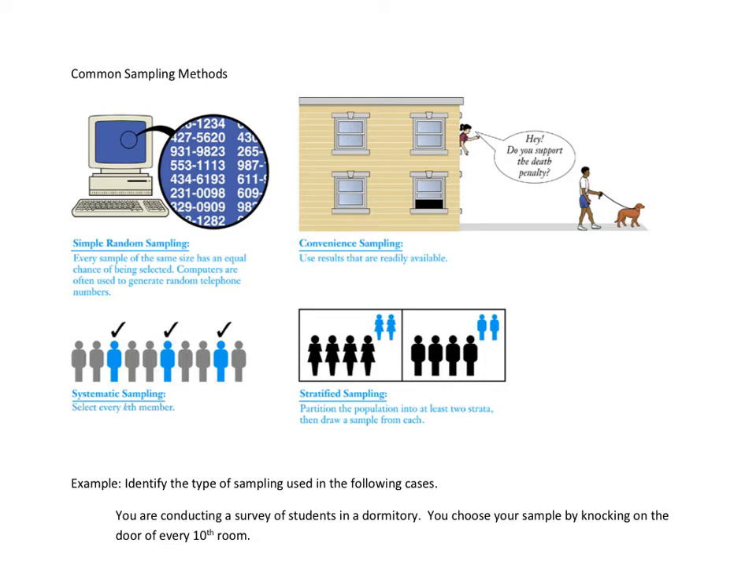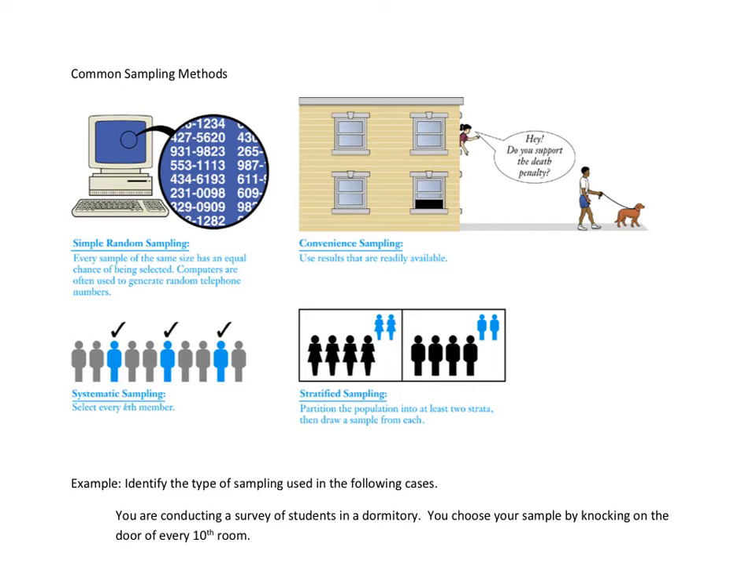A convenience sample uses results that are readily available, aka you just ask the closest people around you. Systematic sampling is where you select every kth member, so it could be every third person, or it could be every 20th Chevy truck that comes off the line being checked for quality, and so on.